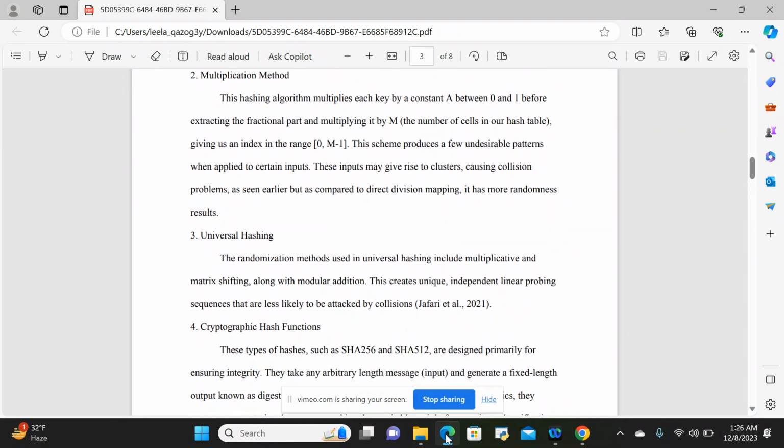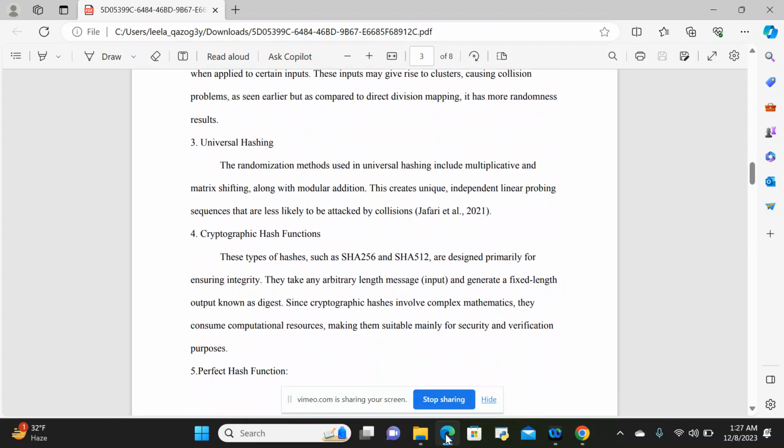Multiplication method. This hashing algorithm multiplies each key by a constant a between 0 and 1, takes the fractional part, and multiplies it by m, the number of cells in our hash table, giving an index in the range 0 to m minus 1. This process shows a few understandable patterns that apply to certain inputs. These inputs risk clustering and collision problems as seen earlier, but compared to direct division mapping, it has more randomness.